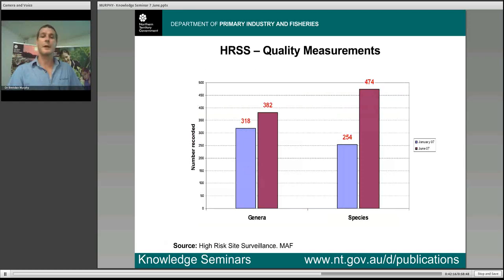program. So one of the measurements we had, and this is only over a 6-month period, is in terms of describing how many plant genera you have and how many plant species you have. So you can see over the 6-month period that we increased both those characteristics. So we can show over time that we're actually improving plant coverage in this particular case.